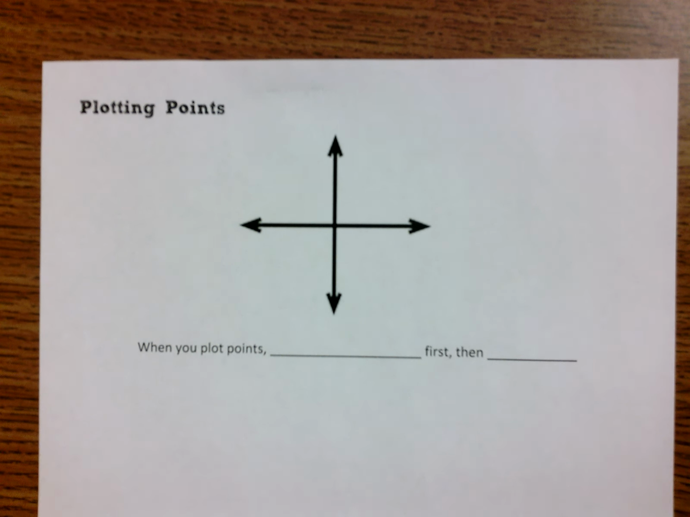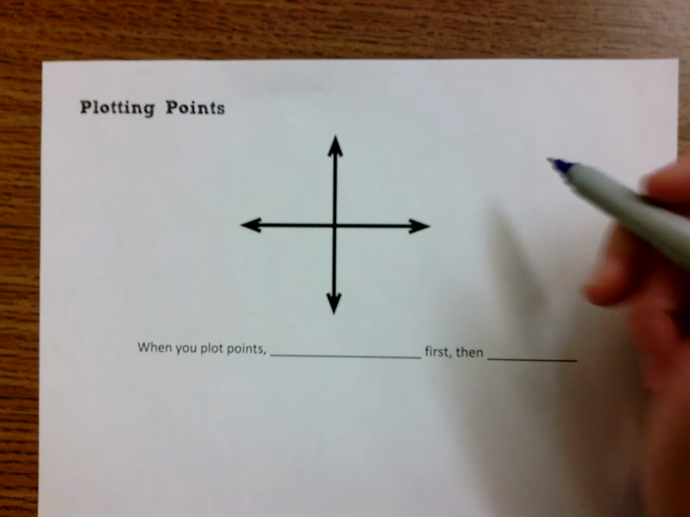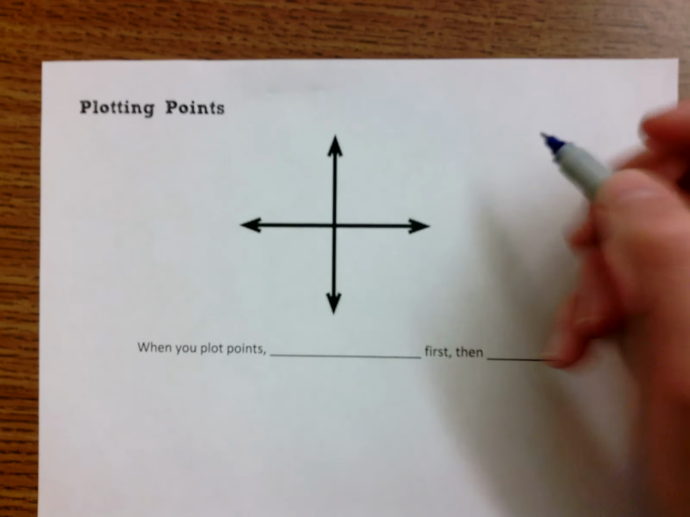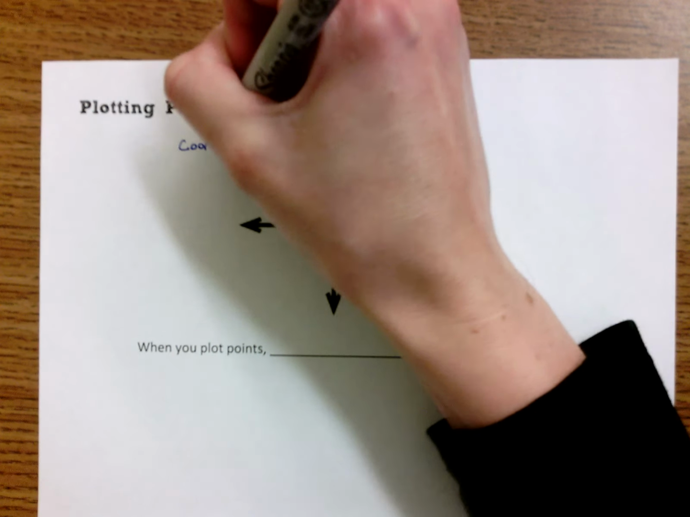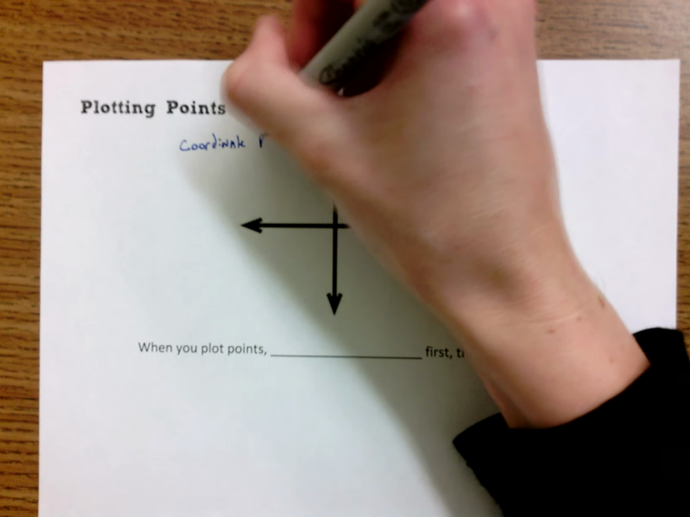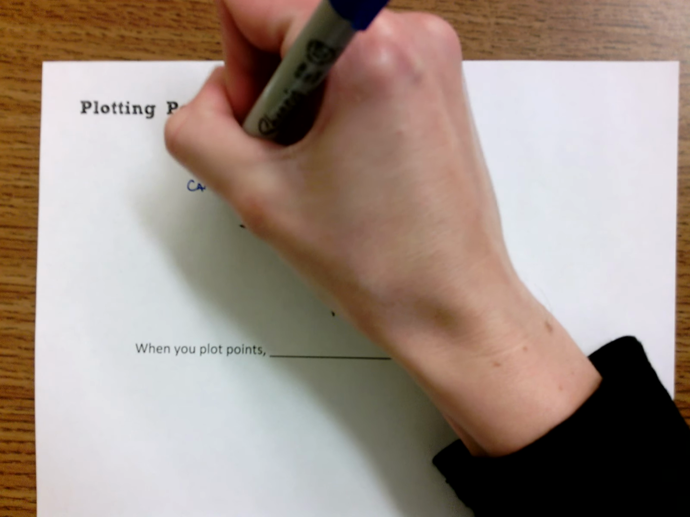All right, our next topic is plotting points, which is something that you're probably pretty familiar with, but we're going to review it. Okay, so first off, we're just going to talk some vocab, okay? So this right here we call a coordinate plane or sometimes a Cartesian plane. So it's called the coordinate plane or the Cartesian plane.